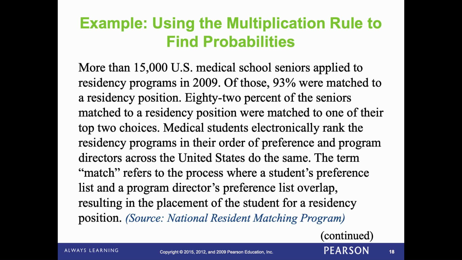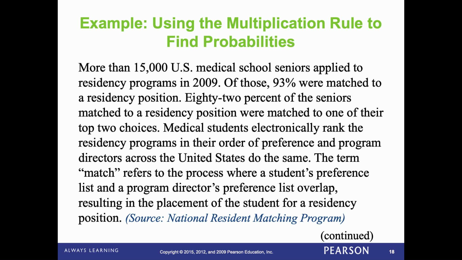So here's another example. Let me first say that in this section, as you see, there's a lot of reading. You're going to have to weed through the reading, maybe with a pen or a highlighter, and pick out the important numbers. Those are the numbers you're going to use to calculate your probabilities.